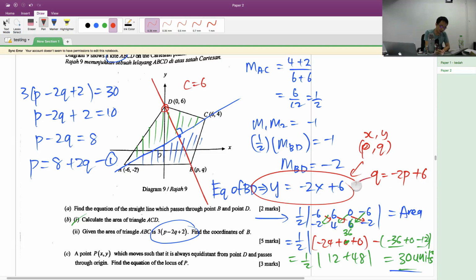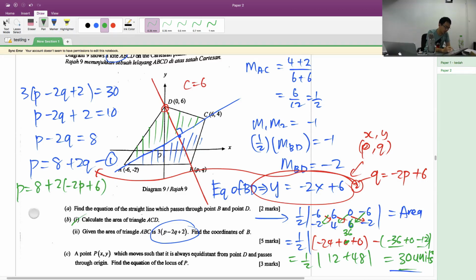Alright, then I call this one the second equation. Then I sub into the first equation here. Alright, so I use green color. It's so messy here. I'm so sorry about that. So, P equals 8 plus 2Q. My Q is negative 2P plus 6. Alright, so then I just solve this one. So P basically equals 8 minus 4P plus 12. So I have 5P equals 20, P equals 4.